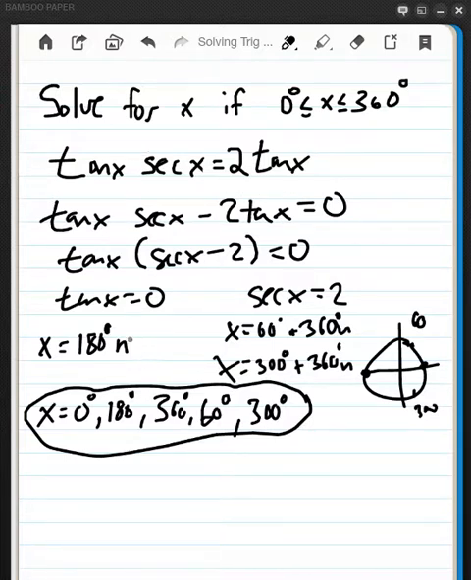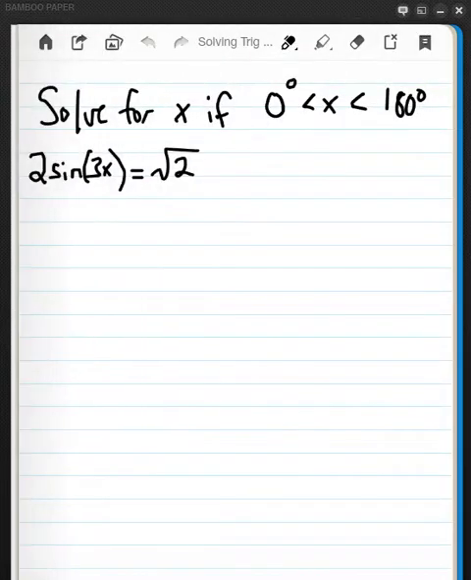So again, just to clarify, we're picking integers for n and then collecting all of the values of x that actually fit this restriction. Let's take a look at a different one. Ooh, nice. We have one trig function, so we can just isolate it and then solve. Let's divide both sides by 2. So sine of 3x is equal to root 2 over 2.